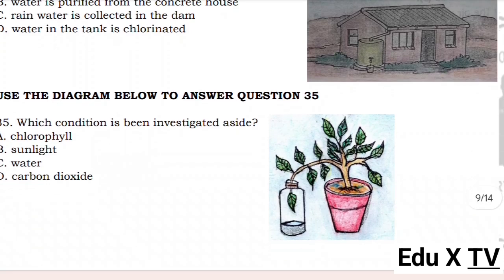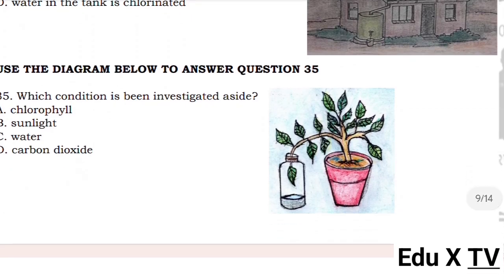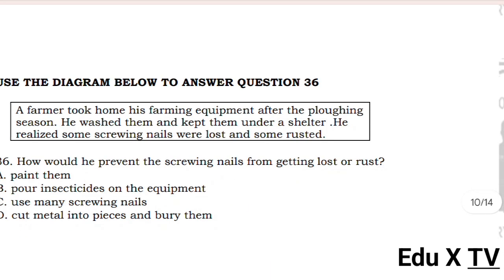Use the diagram below to answer question 34. Number 34. Which method does the picture aside show? The answer is A. Use the diagram below to answer question 35. Number 35. Which condition is being investigated aside? The answer is D.